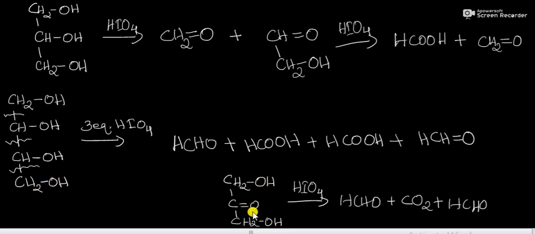Then what is the case of this compound? Here this is our primary alcohol, then there is a carbonyl compound. So first it will cleave this bond and convert into HCHO and carbon dioxide. Then followed by this cleavage, it will convert into HCHO.